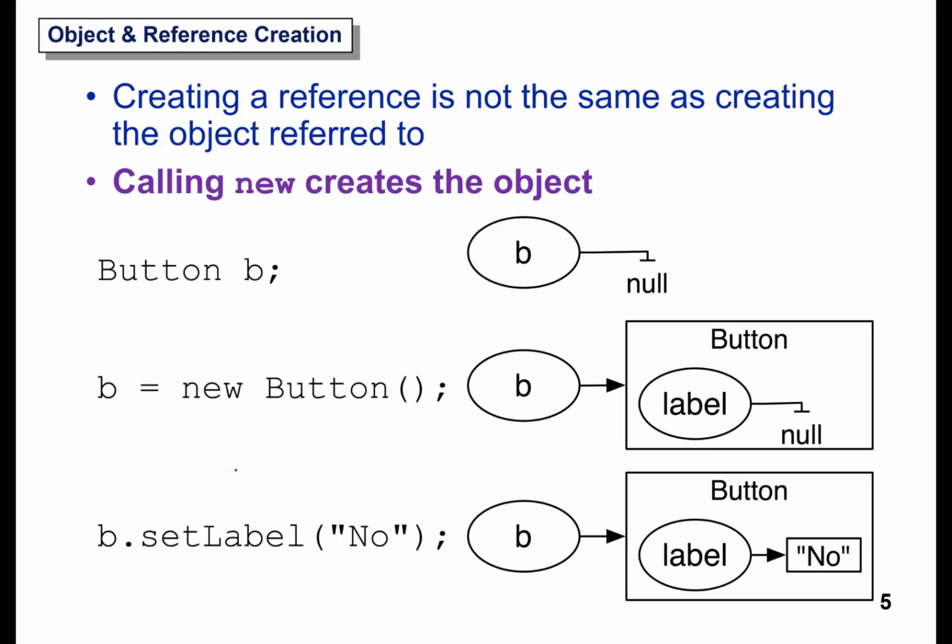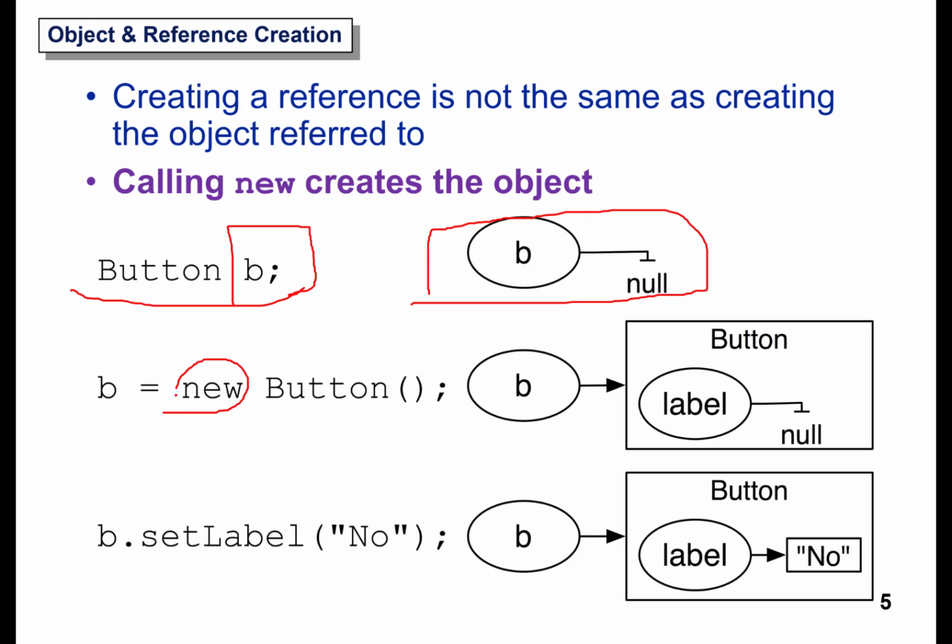We have a 3-line program using a class button, which is one of the graphics libraries. So in the first line, we are creating a reference B, and at the moment the reference B does not have the address of any object, therefore we say that it points to null. We create an object by using the new keyword, and we assign it to the reference.